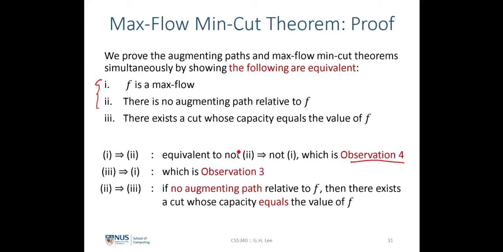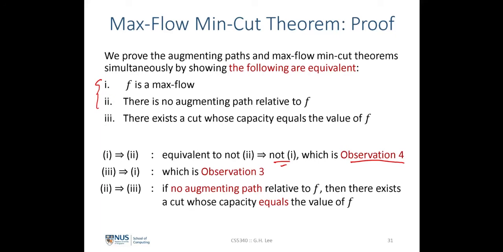So in the augmenting path algorithm, if we haven't reached the state where there is no augmenting path, then it implies that the flow we send across is not the max flow. And hence, this proves that 1 and 2 are equivalent.